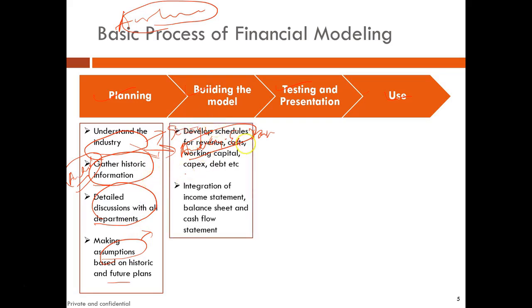Building the model. 1. Build different schedules. These schedules are revenue sheets, cost schedules, working capital schedules, capex schedules, and debt. You have to build different kinds of schedules. Generally, during the course of making a model, people make the model in a single sheet. However, it is best to make the different schedules in different sheets to gain a greater understanding of the process. As you gradually gain a greater understanding, you could make the model in a single sheet.